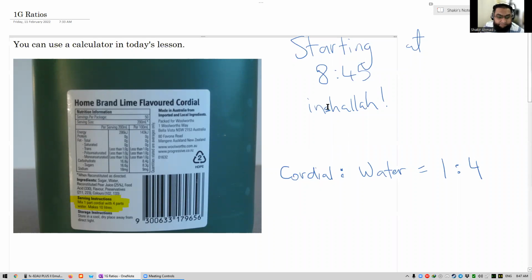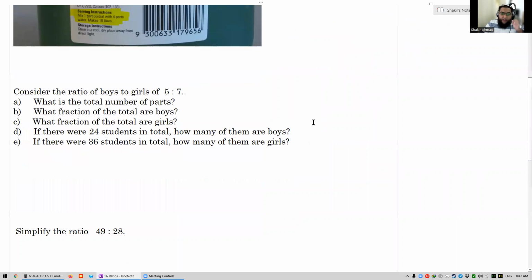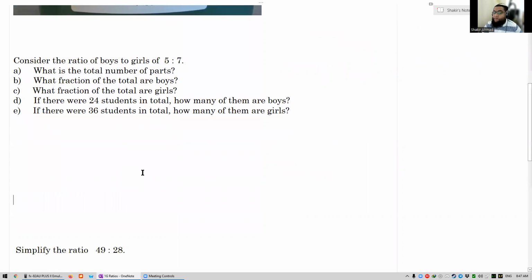So let's get started. I guess the best way to go about learning this is to talk about ratios as we look at a question. That's probably the best way to learn about it, because it can be a little abstract at times. Anyway, consider the ratio of boys to girls of 5 to 7.